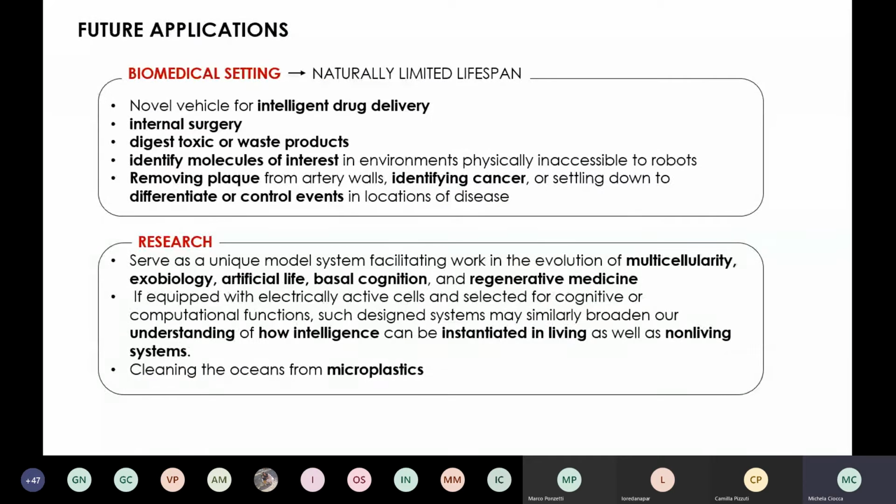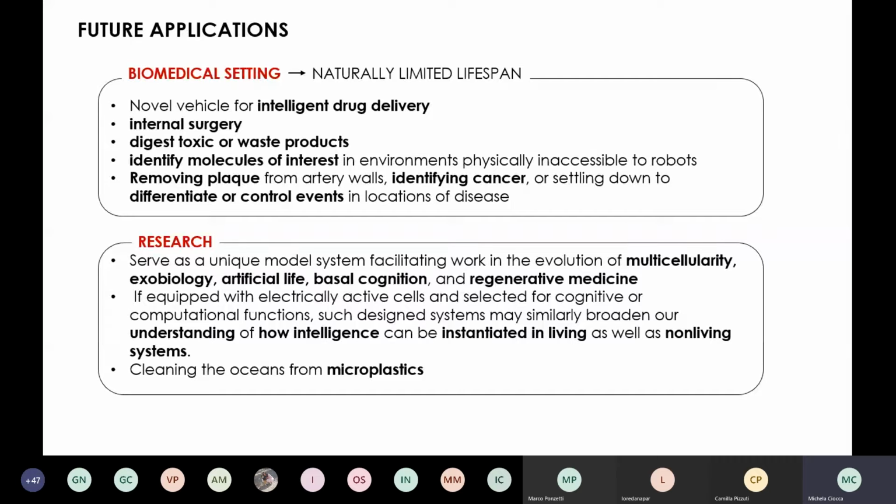So at the end, we can think about a lot of future applications. Of course, I put here only a few examples, but for the biomedical settings, a very important characteristic of this organism is the naturally limited lifespan. They can live at least for 7 days, more or less 1 week. It is useful for the biomedical settings because they can be degraded, and so they are biocompatible.